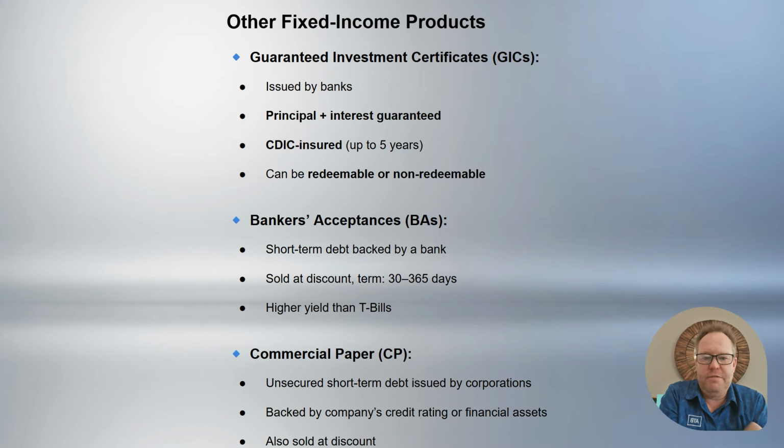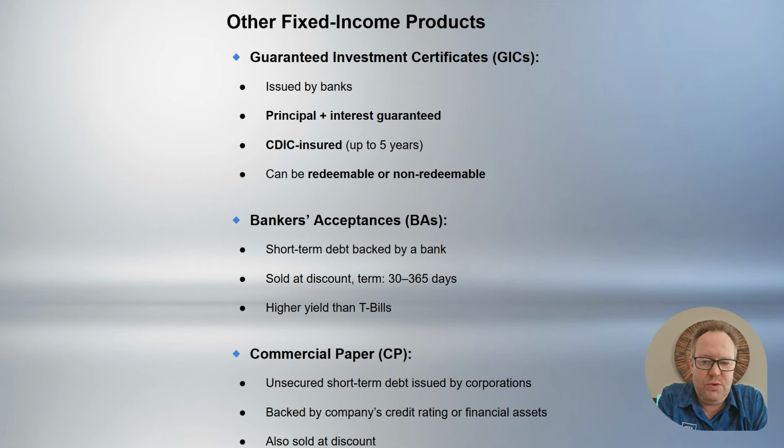Other types of fixed income products that you need to know for this course, and might deal with if you're working in a bank in the future: GICs, Guaranteed Investment Certificates. They are issued by banks, and there is a principal amount, and then there is interest that is guaranteed on top of it.